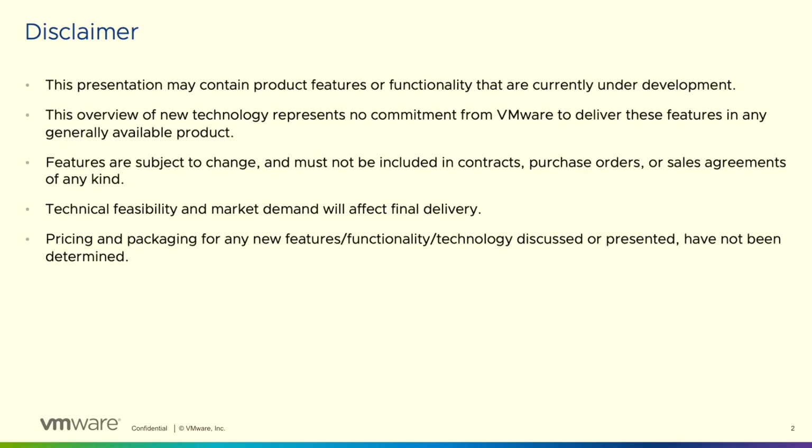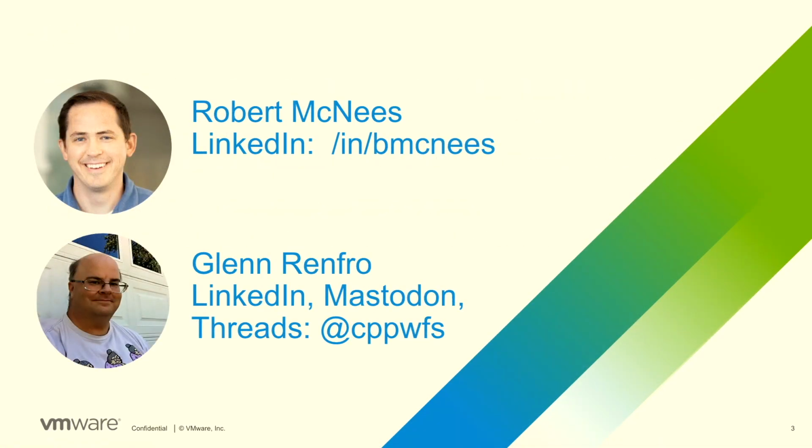Now, Bob, tell them about yourself. I'm Bob McNees. I'm an engineering manager on the Spring team at VMware. I get to help out the engineers that work on Project Reactor, Spring Cloud Tasks, Spring Batch, the UI, and a few other areas. So, Glenn?